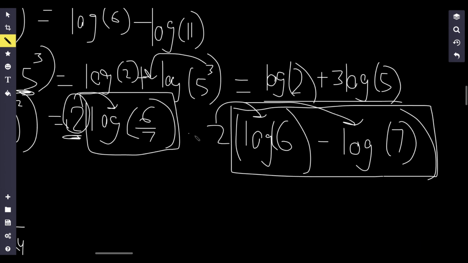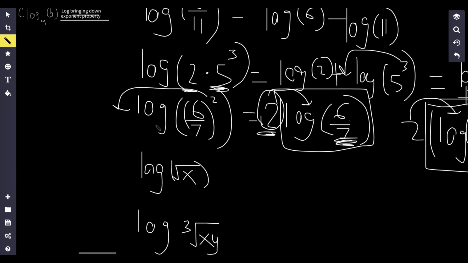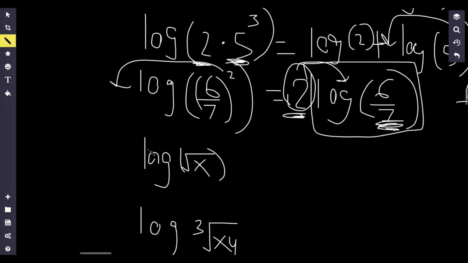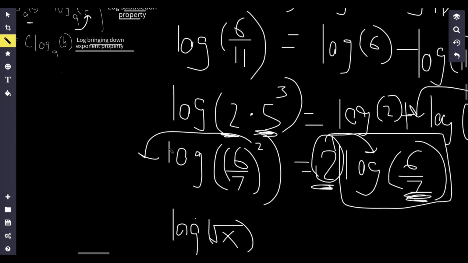That's one common mistake people do, is they only multiply by the first part. But you have to make sure you multiply by every part, right? Because this whole thing can be expanded. Now we have log base 10 of the square root of x. What is this?